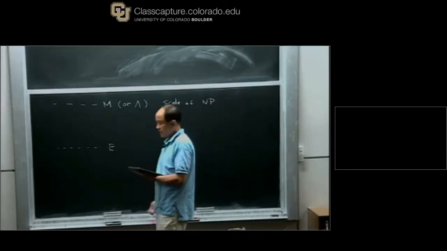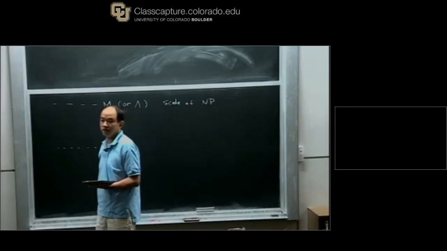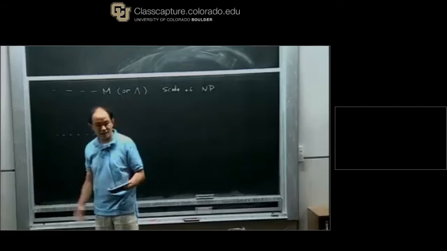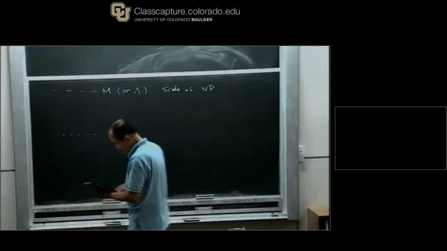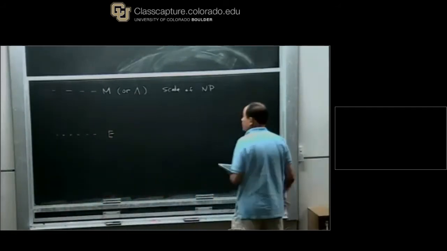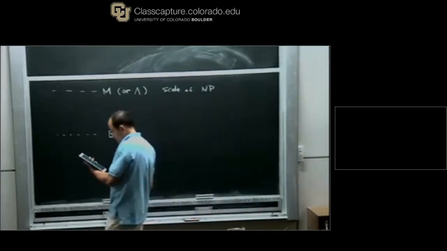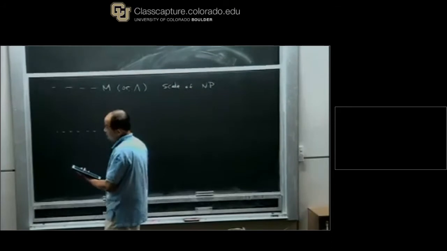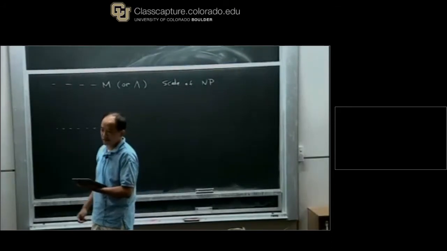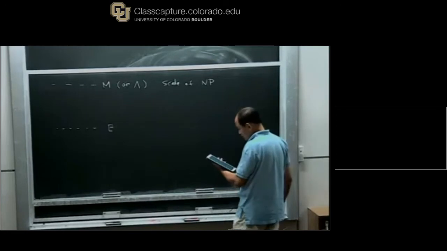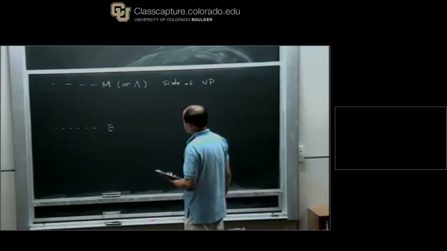So as far as we can tell, all the theories we know, the standard model, is a low energy effective field theory. We don't quite know where the cutoff is, but it is a low energy effective field theory. There's a cutoff at least at the Planck scale, but it may well be sooner. Okay.